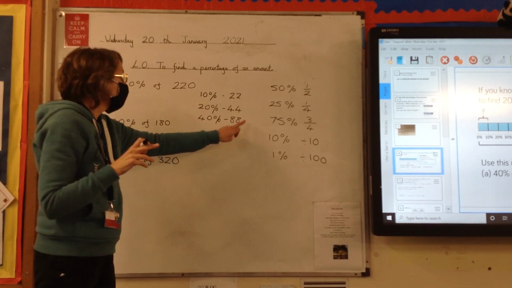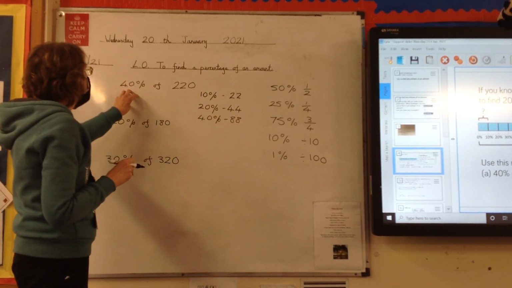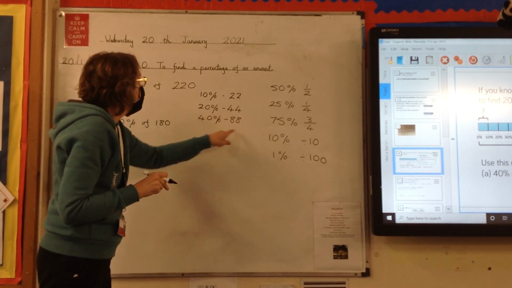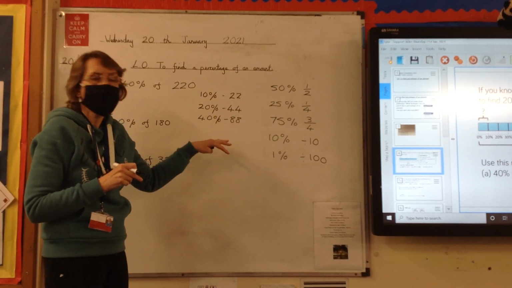You don't put a percentage sign after your answer because the answer isn't a percentage. The question was a percentage. The answer is just an amount. We find a percentage of an amount. We're giving an amount as an answer.